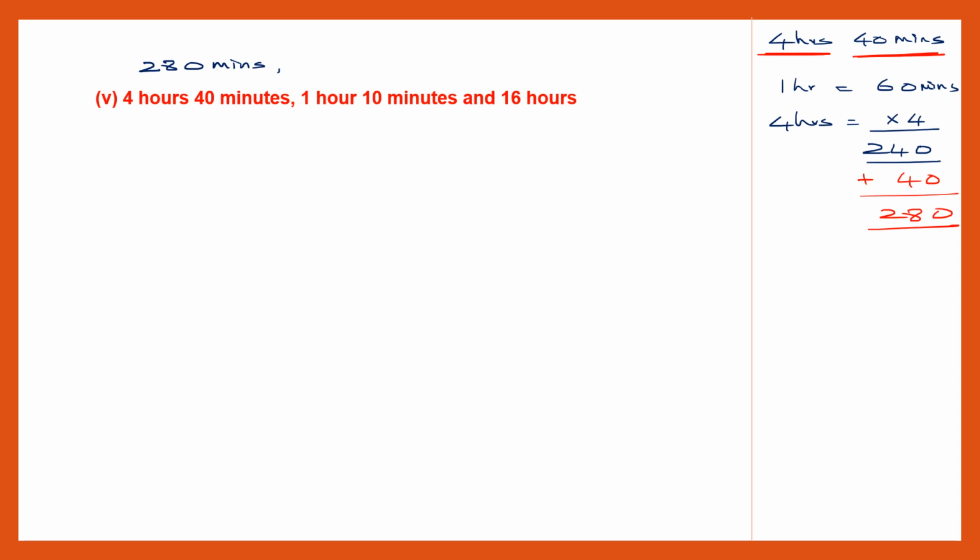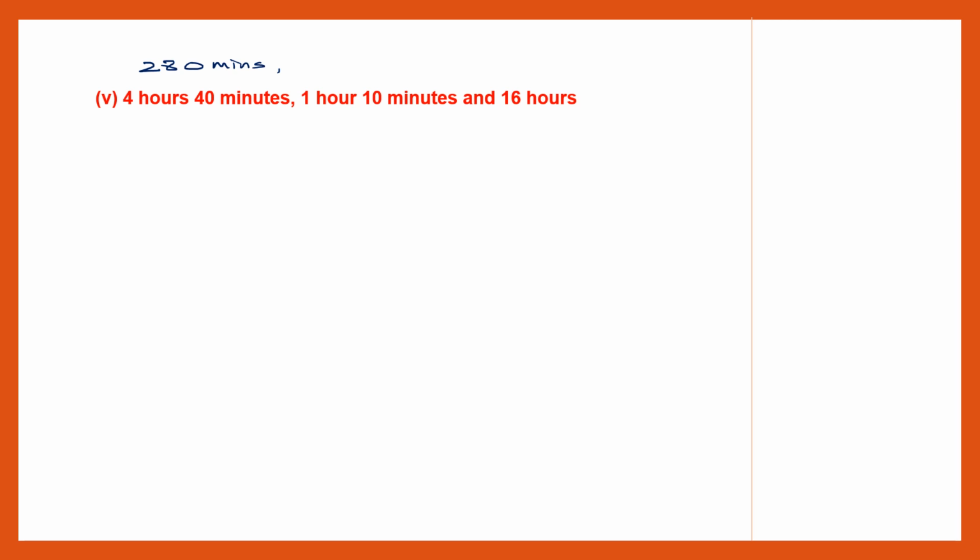Now let's convert the next one. So now let's convert 1 hour 10 minutes into minutes. So in 1 hour we have 60 minutes. So this is converted already. Now we have to add this 10 minutes to it. So this becomes 70 minutes. So let's write it there. So 1 hour 10 minutes is 70 minutes.